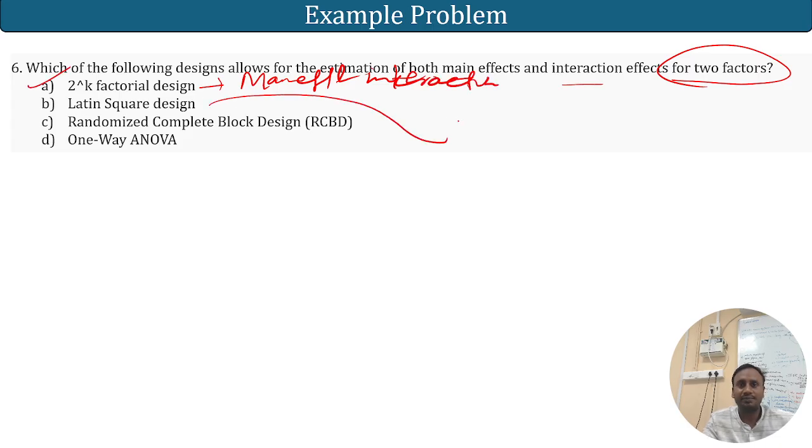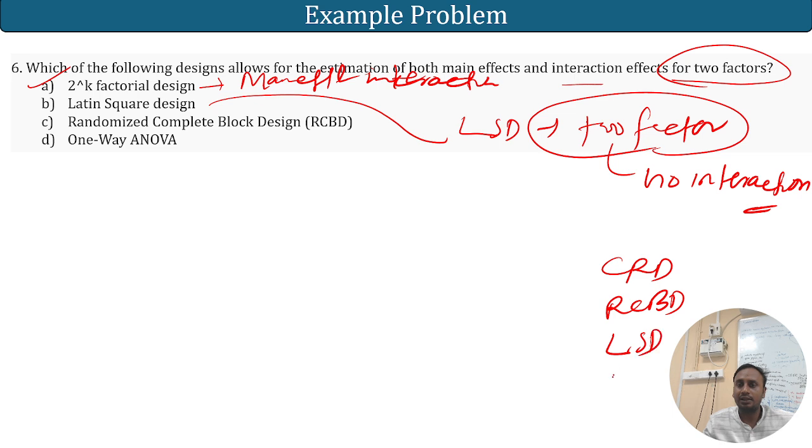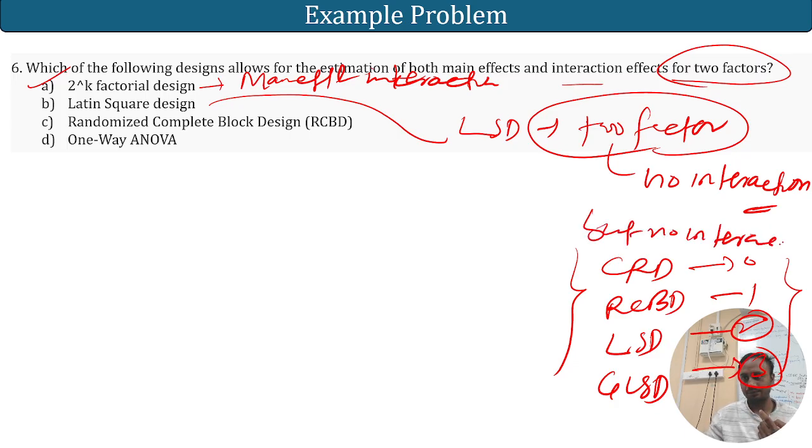What about the Latin square design? LSD will control the two factors, but it will not give the interaction. Because we were having CRD, RCBD, LSD, GLSD, here 0, here 1, here 2, here 3. No interaction, so this can't be the option. Here also one-way ANOVA will not allow for the interaction, so this can't be the answer again.